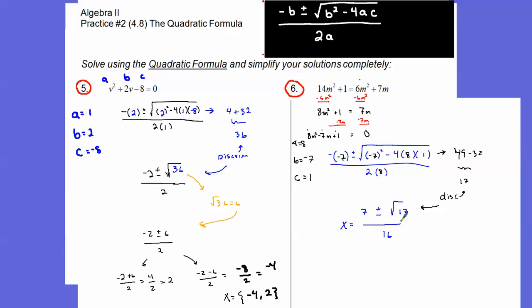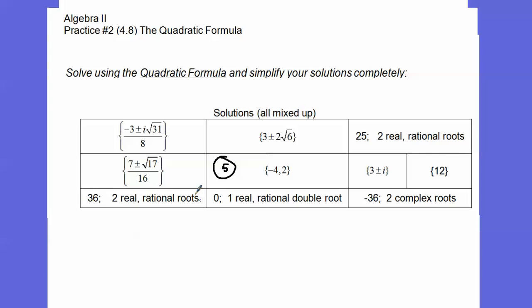There's nothing more to be done. The radical contains a +17, which is not simplifiable, and the value here and the value in front are not divisible by the same number. This is a 1, so you can't divide that. We are simplified. Let's look at our answer key. We were looking for 7 plus or minus the square root of 17, all divided by 16. This is the response for problem number 6.